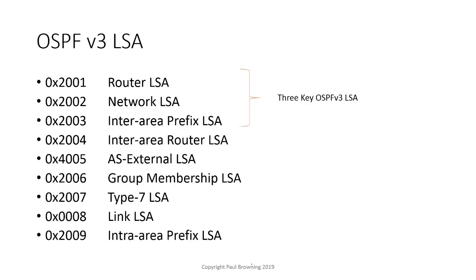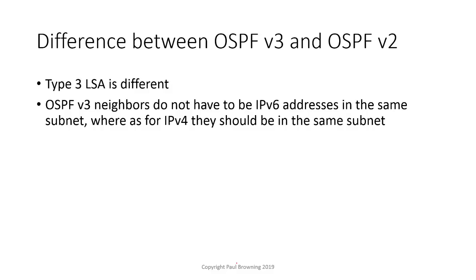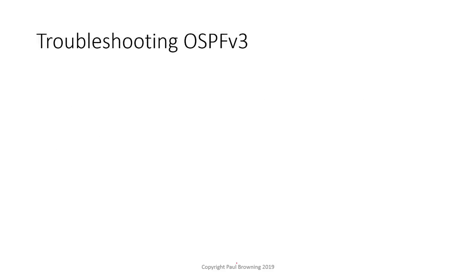Here are your LSA types. I don't think you'll get asked anything about that, but I've put the slide in just in case. A few differences. Your type 3 LSA is different. Your neighbours don't have to be in the same IPv6 subnet, whereas for IPv4 they should be. There are new LSA types, which I mentioned.